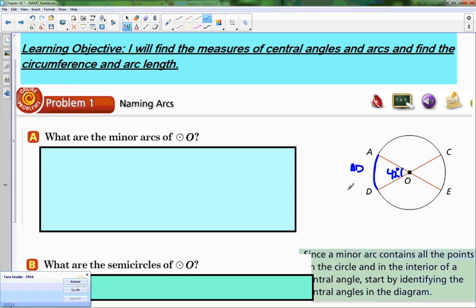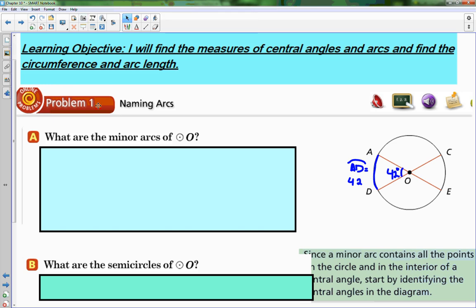When we're naming an arc, it's similar to a line segment where we list the two letters that are on the edges of the arc, and then we put a little rainbow over it to show arc. So if my central angle is 42, my arc measure is also 42. So the arc measure and the central angle are always equal.